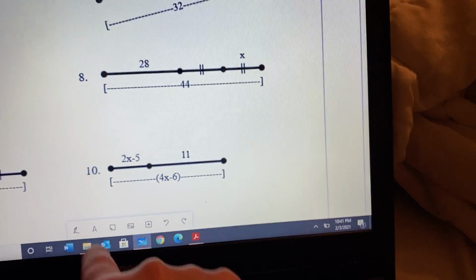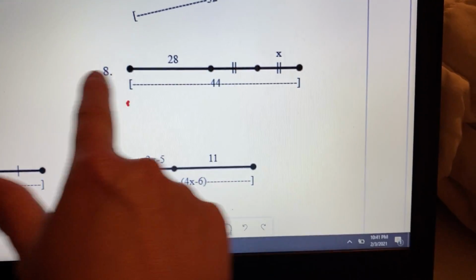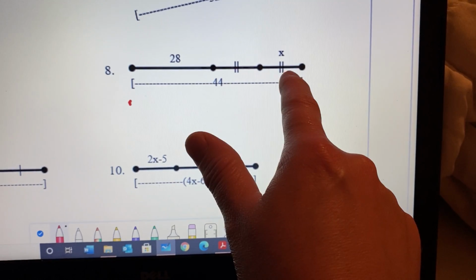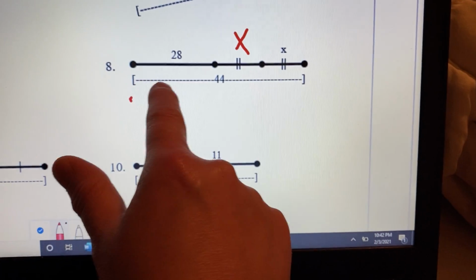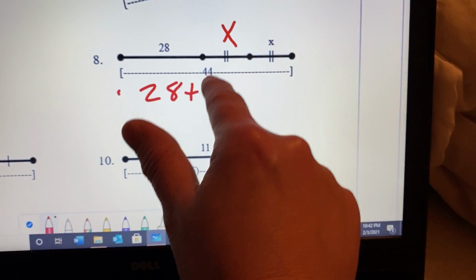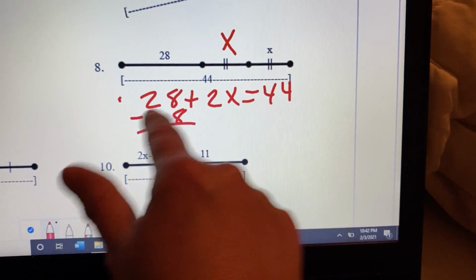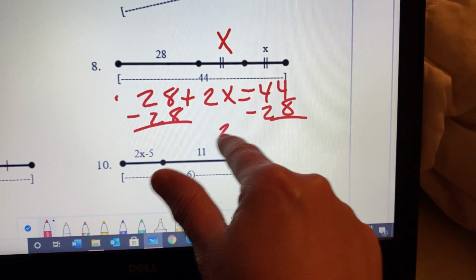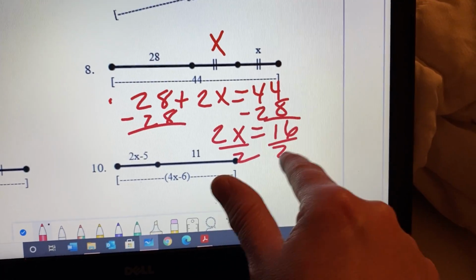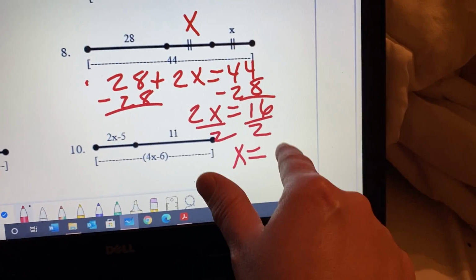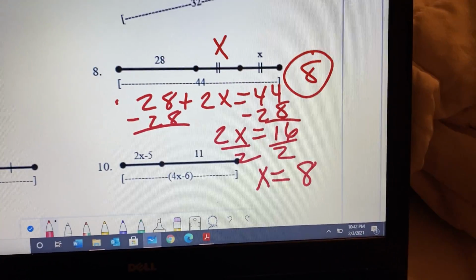So let's look at number 8. All right, so here, they say that this whole piece is 44, and that this is x. Well, if this is x, this is x. So we have 28 plus 2 x's equals 44. And then subtract 28. So we get 2x equals 16. Divide by 2, and we get x equals 16 divided by 2, which is 8. And for these problems, they just want you to find x, okay?